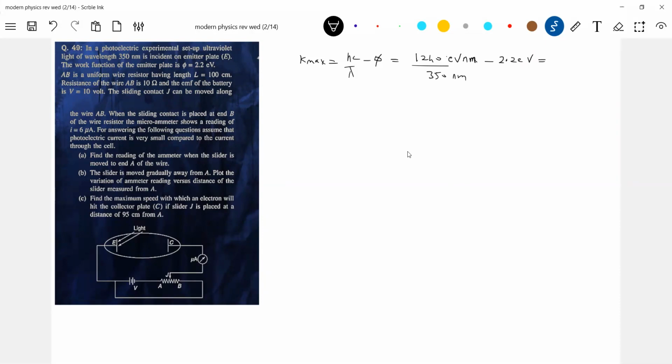Anybody value? 124 by 35, anybody value? 3.54, sir. Yeah, okay, 3.54 electron volt. Okay, this much is there.